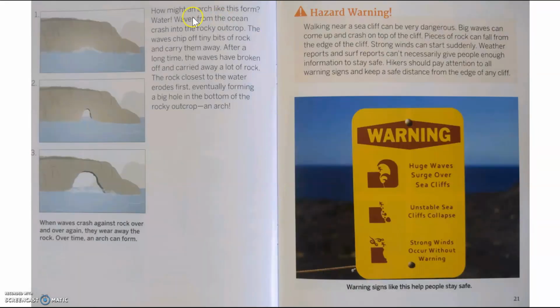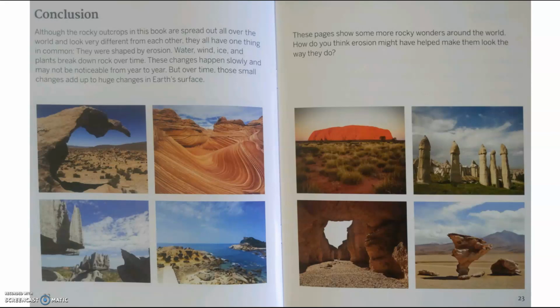And finally, we have an arch out in the ocean because when waves crash against rock over and over again, they wear away the rock, and over time, an arch can form. So these are some real-world examples of erosion caused by wind, water, ice, and plants.